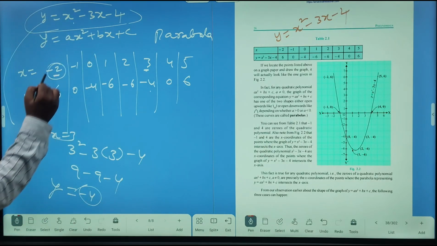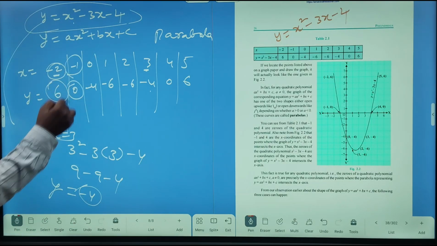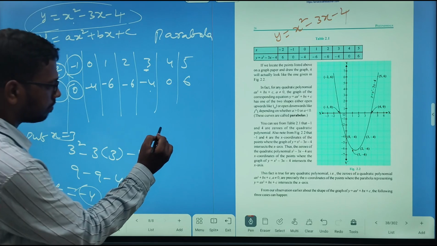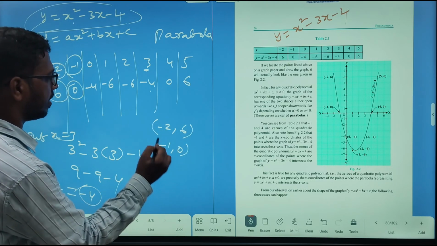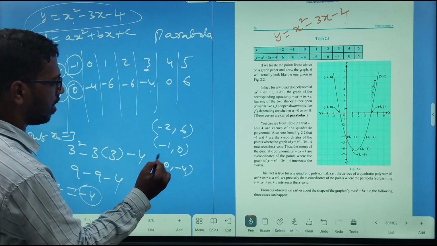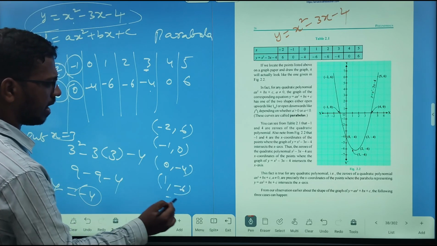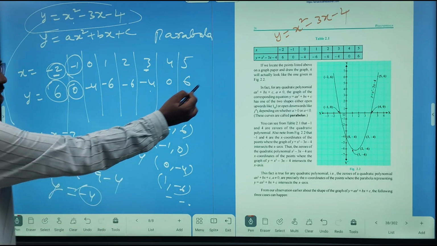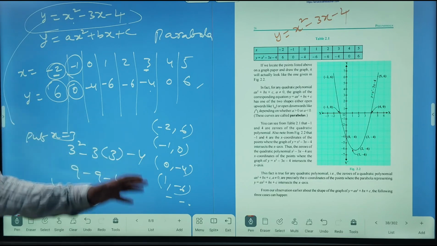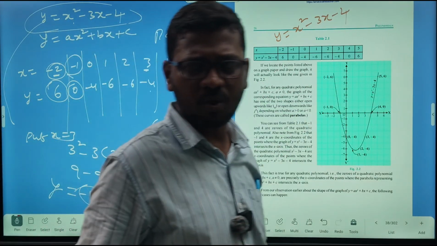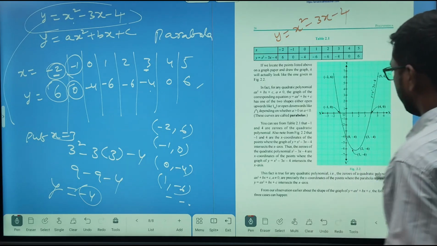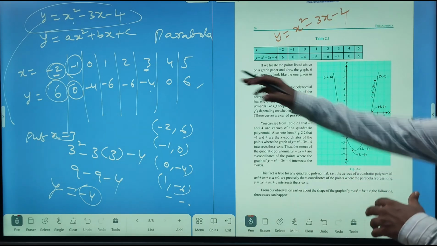Then this will be the x coordinate, this will be the y coordinate. It means minus 2 comma 6 is one point, minus 1 comma 0 is another point, 0 comma minus 4 is another point, 1 comma minus 6 is another point, like that, 5 comma 6 is another point. Those points you have to represent in this graph. You know well how to draw the graph from the earlier classes. So I am representing all those points here.